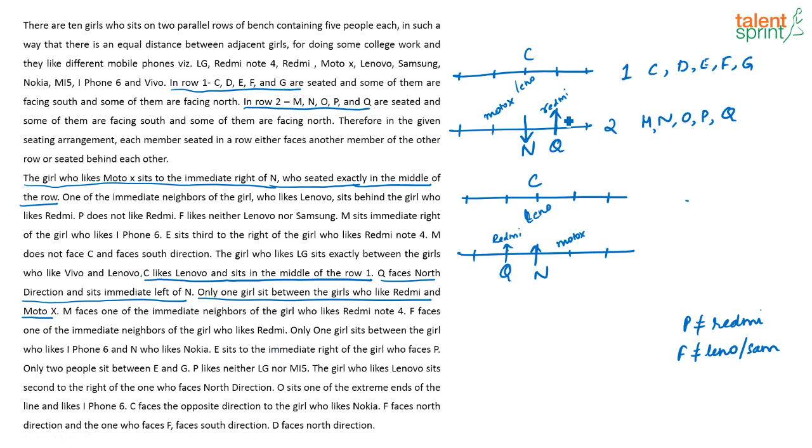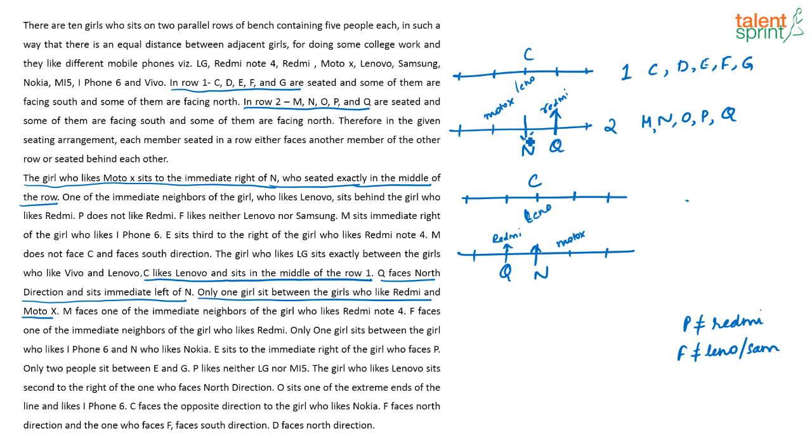So F faces one of the immediate neighbors of the girl who likes Redmi. So this is Q, correct? So where can F be? F is facing one of the immediate neighbors. So who is the immediate neighbor of Redmi? N and this person, right?